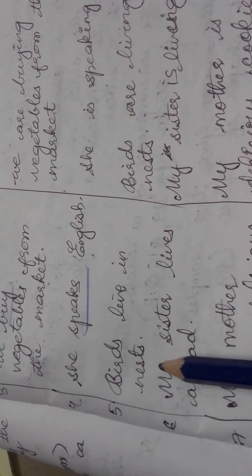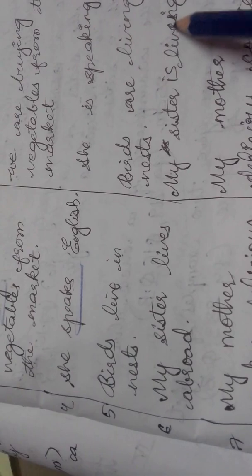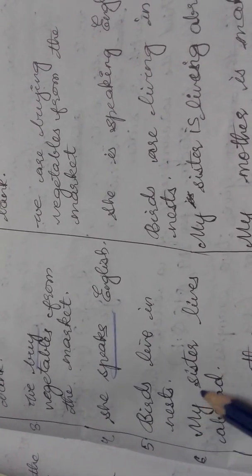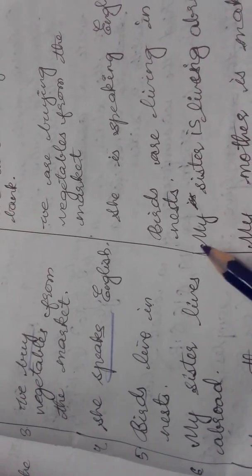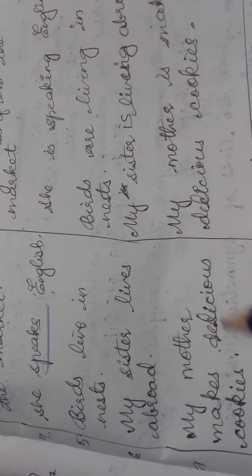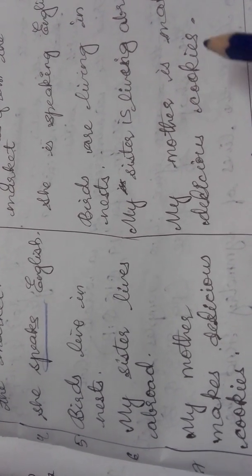Then let us see the next one. Birds live in nests. Birds are living in nests. My sister lives abroad. My sister is living abroad. Okay, my mother makes delicious cookies. My mother is making delicious cookies. Understood this, children? If you want, you can copy this in your homework books.